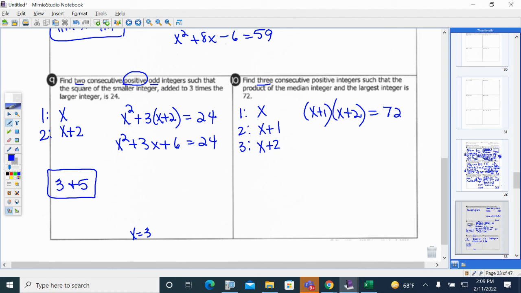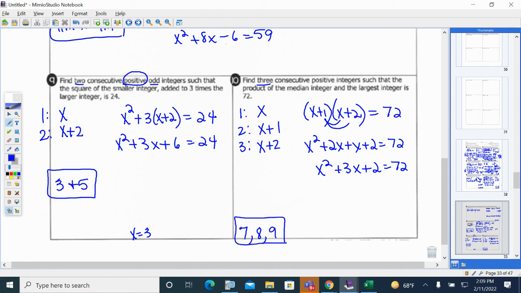FOIL out that left. So x times x is x squared. x times 2 is 2x. 1 times x is x. 1 times 2 is 2, equals 72. x squared plus 3x plus 2 equals 72. From here, you're either going to subtract the 72 and solve by factoring or the quadratic formula, or you can subtract the 2 and solve by completing the square. I wouldn't recommend completing the square because the b is an odd number. You'd end up with fractions. I can tell you that the final answer is 7, 8, and 9. Those are the 3 integers. The x that you should get is 7. You should get x equals 7.